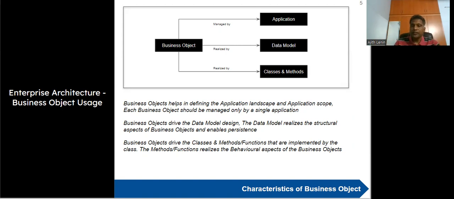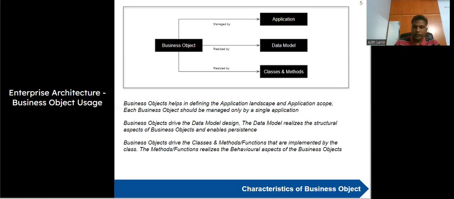Business objects also help us in deriving the data model. The structural aspect of the entities that comes into the business object automatically moves towards defining the data model that implements that business object. Similarly, if we are going to use an object-oriented language like Java or Python, it helps us implement the classes and methods, etc. So those are the benefits of using a business object.